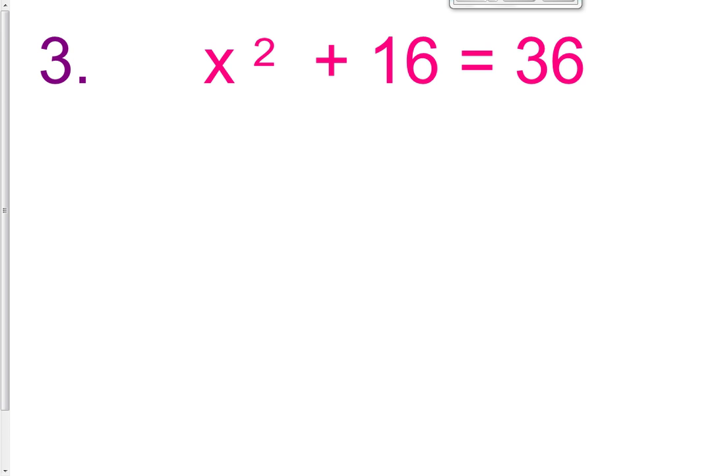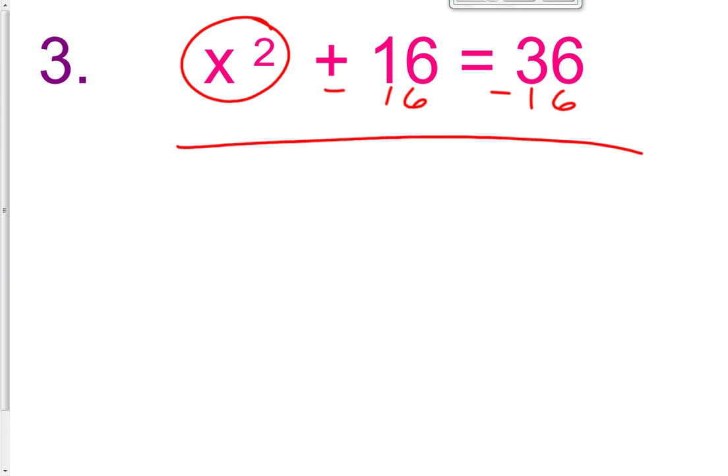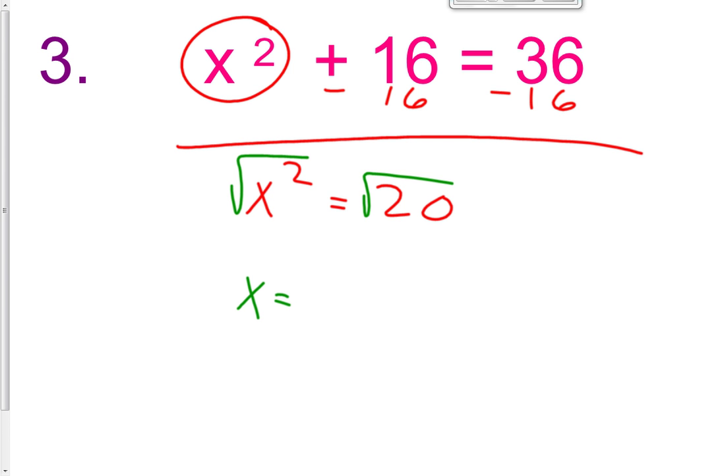Look here at question number 3. We want to get x squared all by itself, because once you do that, then you can take the square root of both sides. So let's get that all by itself. We got to subtract 16 from both sides, and we get x squared equals 36 minus 16, which is 20. So now that I have x squared equals 20, I can solve for x by square rooting both sides. I get x equals the square root of 20, and x equals the negative square root of 20, or plus and minus the square root of 20.